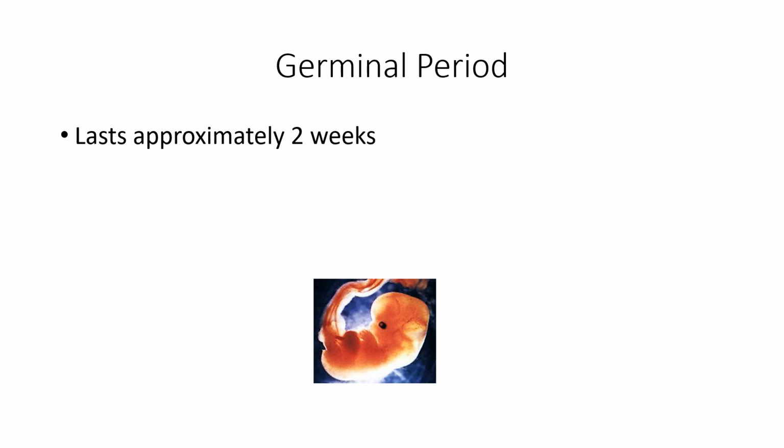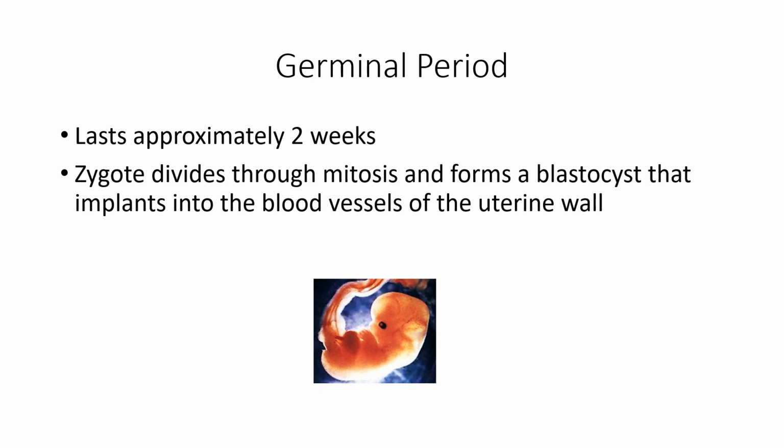The germinal period lasts approximately 2 weeks. It is the period of time in which the zygote that is just formed starts rapidly dividing. So the zygote that's 1 cell becomes 2, becomes 4, becomes 8, 16, 32. It's just rapidly dividing during this time. And it's still floating around. It's still the egg that's floating around, and it floats to the uterine wall and implants itself into the blood vessels on the uterine wall. And during this time, it's also forming the blastocyst, which is basically the protective layer around it.